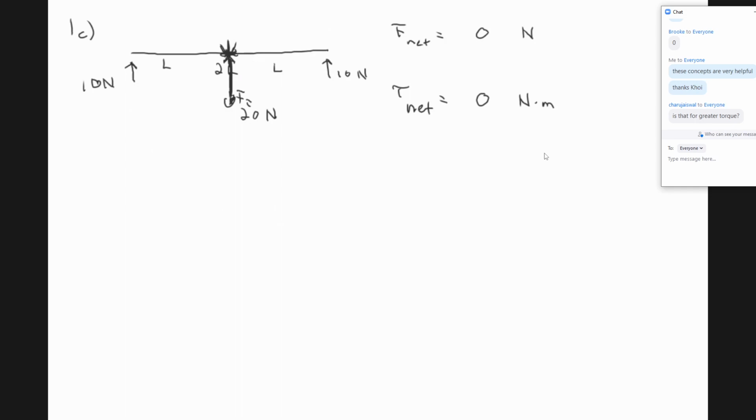So let's take a look at an example using a basic seesaw. This is like your typical seesaw problem. We'll call this question number 2, okay?